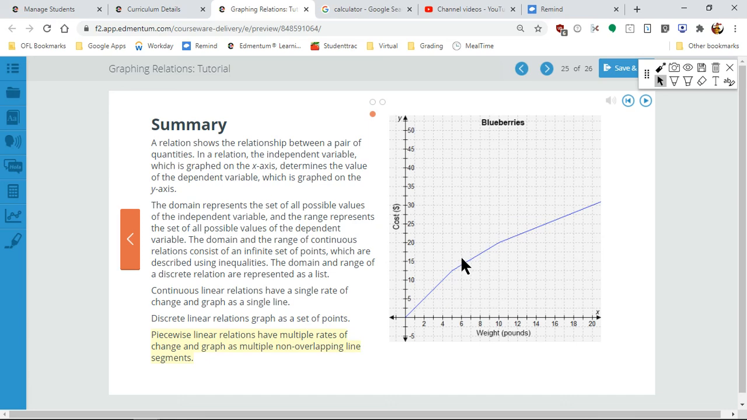And piecewise means that our slope changes. Non-overlapping means you're not going to have a line right here in the middle. Let me draw that. You're not going to have something like this. Otherwise, it's not a function because this x value would have two answers, one right here and one right here. So it cannot overlap.